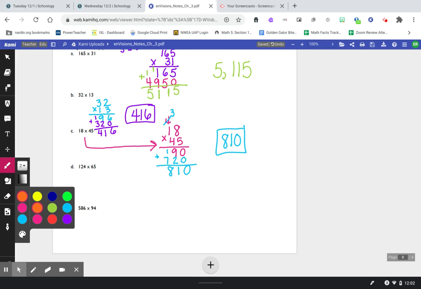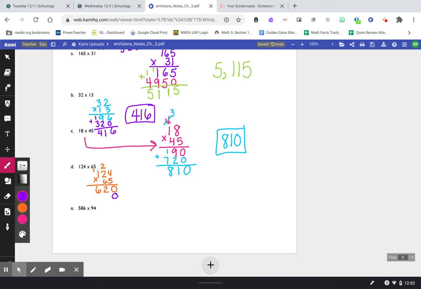Okay, now D wants 124 times 65. So I'm going to start with 5. 5 times 4 is 20. Put your 0, carry your 2. 5 times 2 is 10. Plus 2 is 12. Put your 2, carry your 1. 5 times 1 is 5. Plus 1 is 6. That's everything for 5. So now I move to the number in the tens place, which is 6. But before we do that, we need to place that 0. And now I can start.